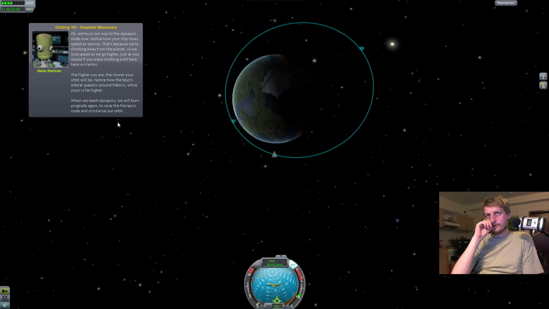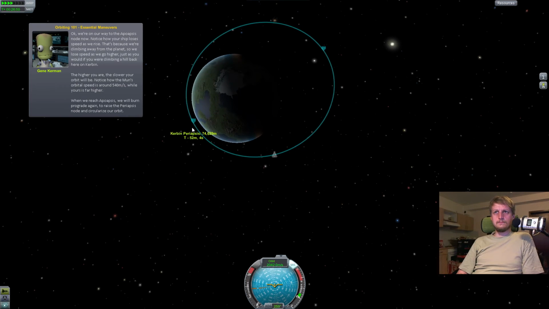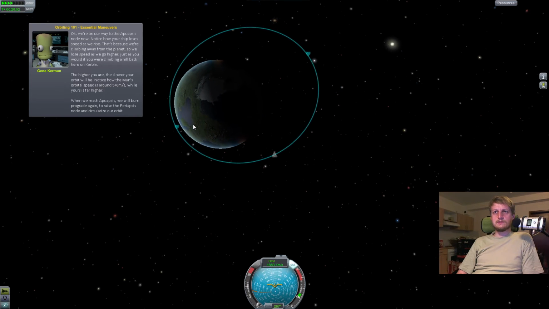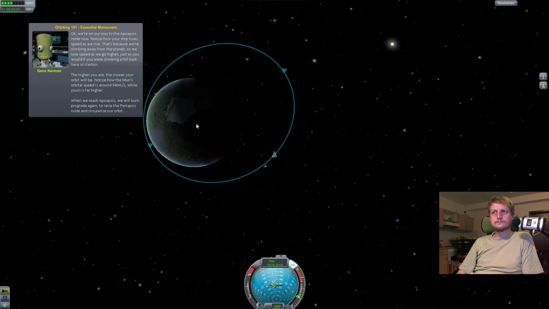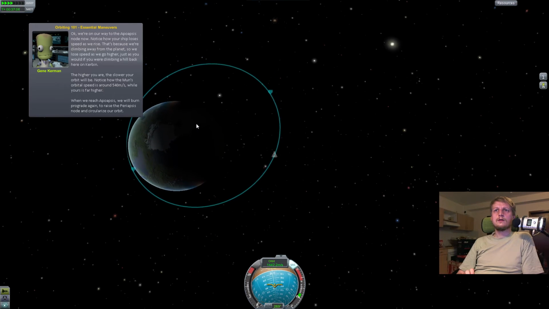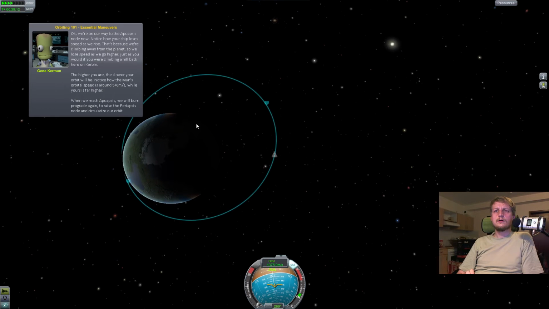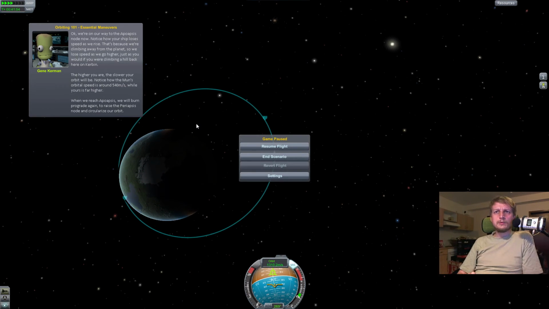We are now on the way to apoapsis. Notice how the ship loses speed as we rise. It's because we are climbing away from the planet. Ah, okay. The higher you are, the slower your orbit will be. Notice how the moon's orbital speed is around 540 meters per second, while yours is far higher.